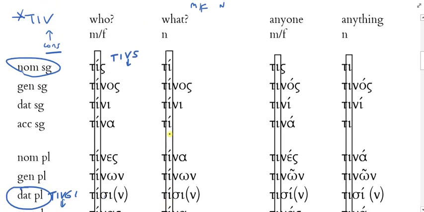The neuter forms. Now remember, generally I'm translating the neuter form ti as what. Okay, but realize the word teknon is a neuter noun and it means child. So sometimes you will see a neuter form of ti and it'll mean who if it's referring to a person that's neuter in grammatical gender. So be aware of that, okay? Just with that little caveat.